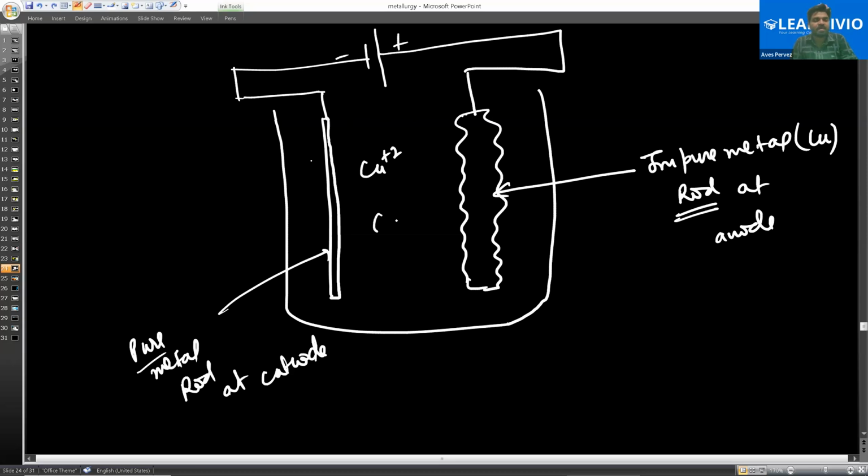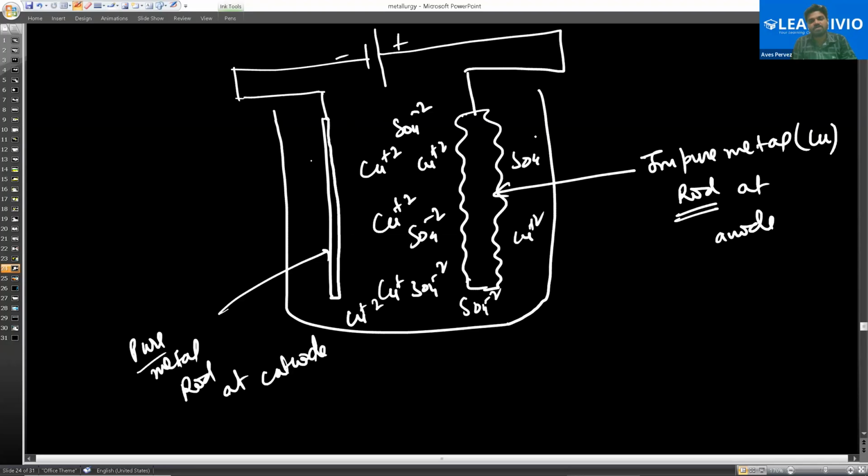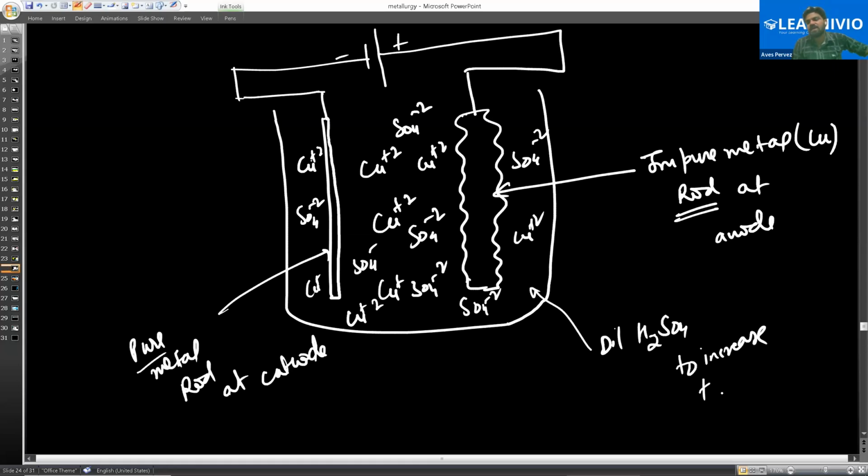Copper sulfate. When it is in the aqueous form, it becomes Cu2+ and SO4 2-. When you take this electrolyte and add some dilute H2SO4, it is to increase the conductivity.